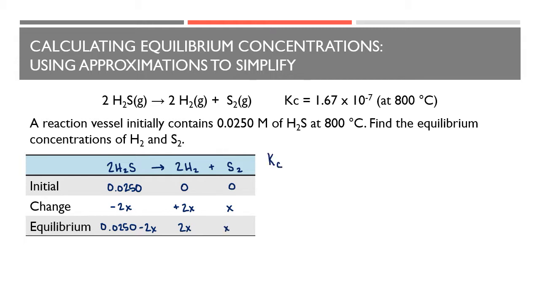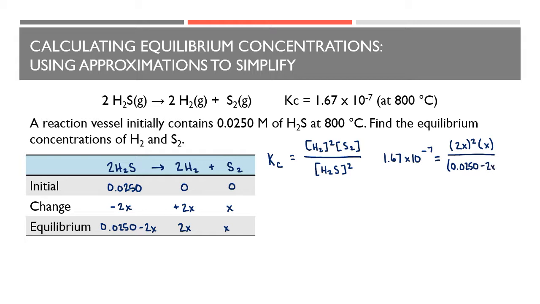And then I'm going to write my equilibrium constant expression, which is equal to the concentration of H2 squared times the concentration of S2 over the concentration of H2S squared. Now I'm going to substitute in the numerical values. So 1.67 times 10 to the negative 7th is equal to 2x, which was my concentration of H2, squared, times the concentration of my S2, which is x, all over H2S squared, which is 0.0250 minus 2x, all squared.